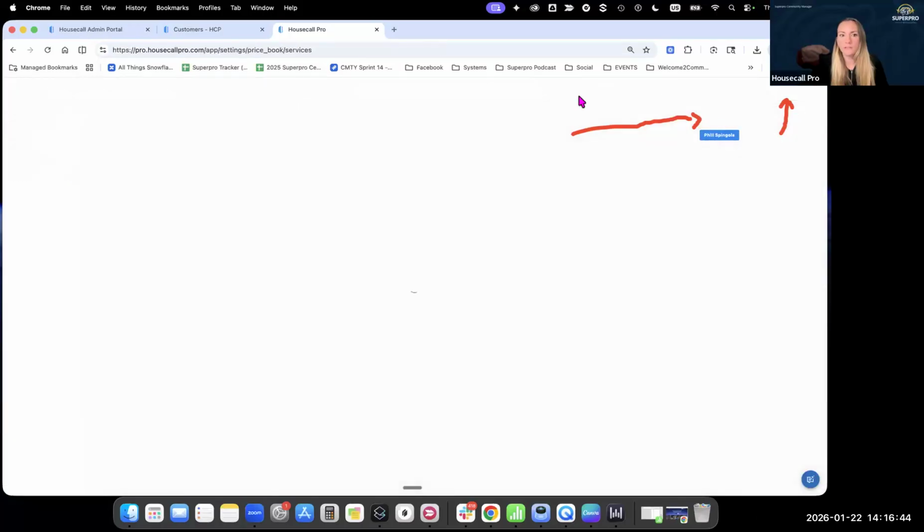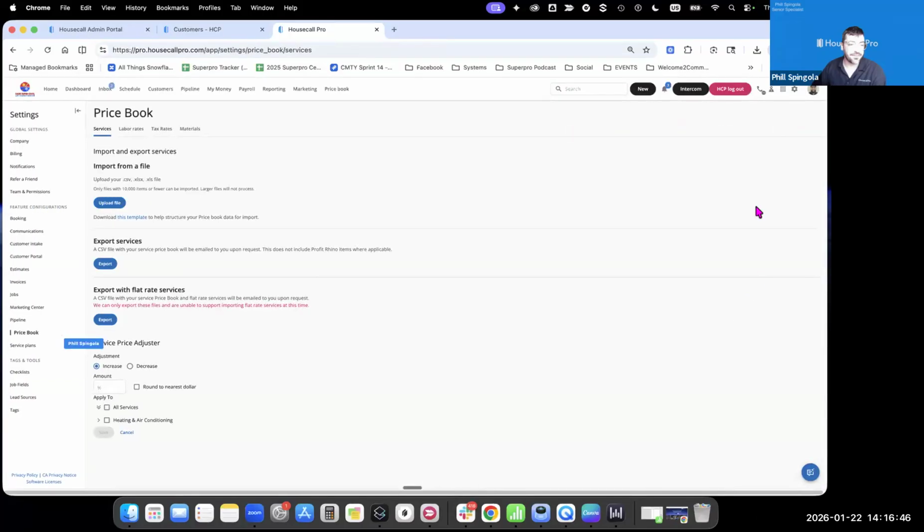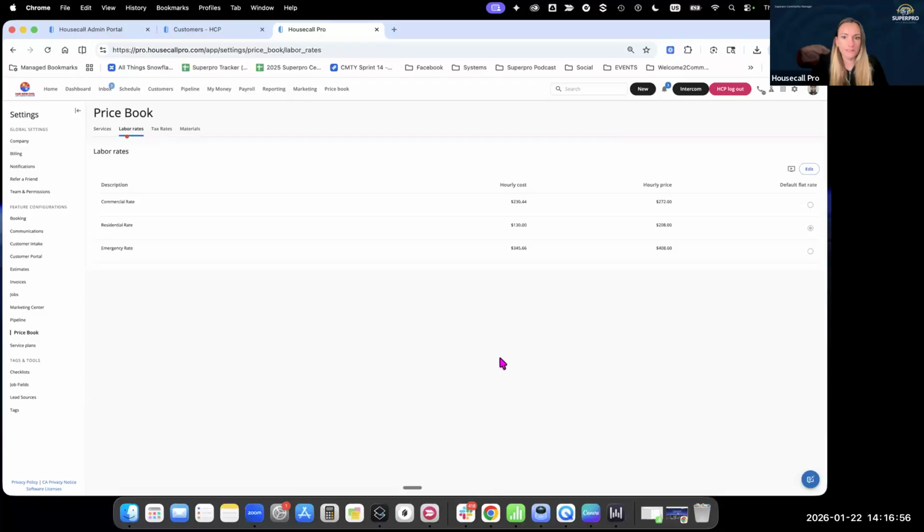Oh, I see. Okay. And when you have flat rate turned on, you will then see the option for labor rates. Those can hide up here. I've been steady looking for all these little tabs that used to be under here. Right. Yeah, they keep moving it around on us, but we just adapt.